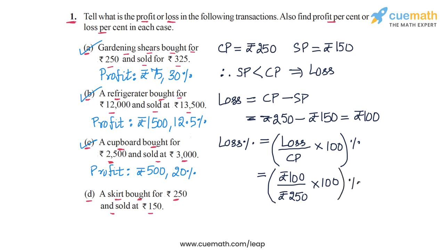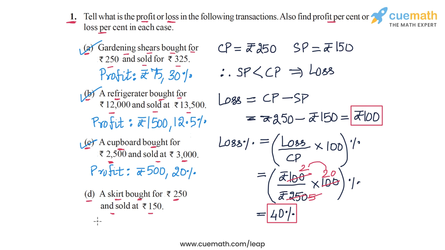Okay, so let's simplify this. So 100 by 250, if we divide both of the numerator and denominator by 50, we will get 2 in the numerator and 5 in the denominator. Then 100 by 5 is 20, and finally we get 2 into 20. So this will come out to be 40%. So in this case, a loss of rupees 100 was made, and this translates to a loss percentage of 40%.